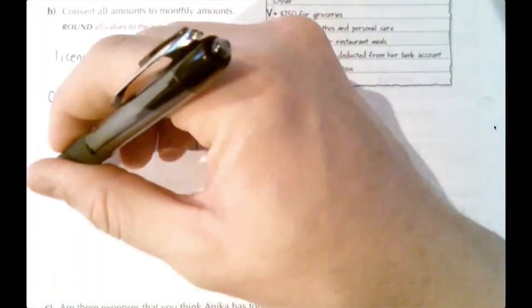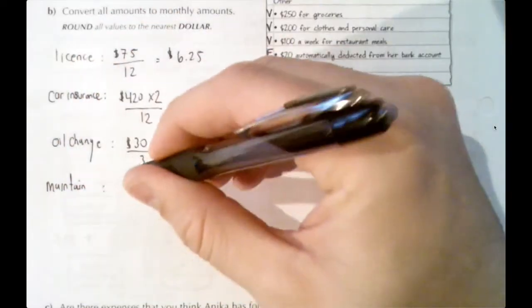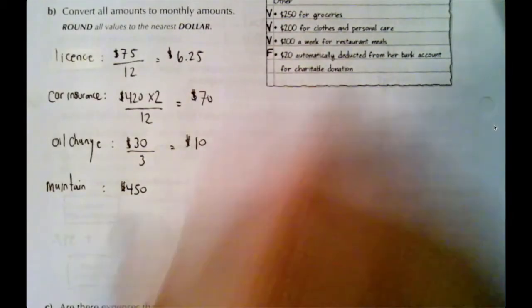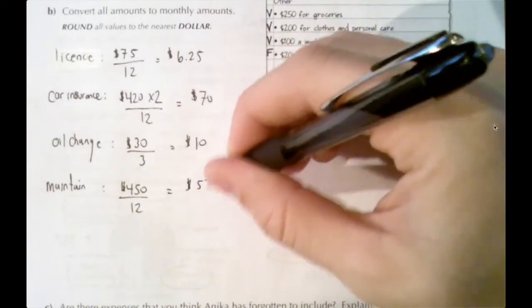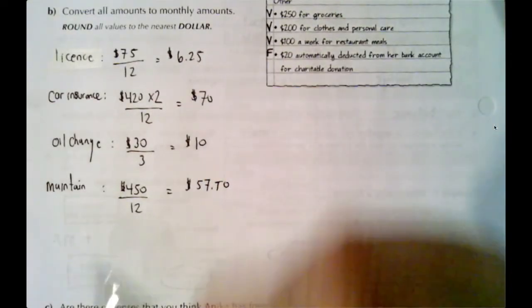Maintenance and repairs is the next one that's not monthly. It said $450 a year. So we got to divide by 12 to get a monthly amount, and that would be $57.50. Two more we got to do.